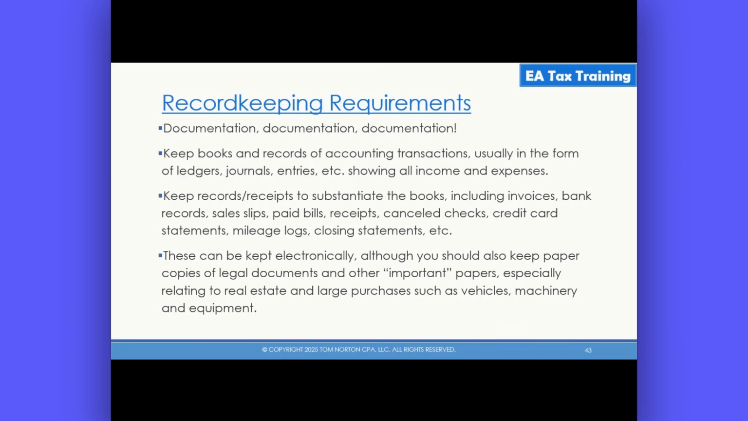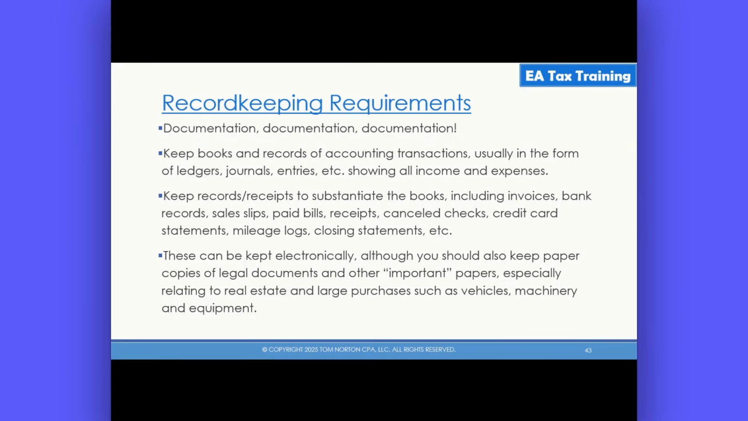Record keeping requirements. When it comes to dealing with the IRS, you need to remember three things: documentation, documentation, and documentation. Documentation is everything when you are dealing with the IRS. You need to keep books and records of your accounting transactions, usually in the forms of ledgers, journals, entries, etc., showing all of your income and expenses. These days, this is often done in different types of accounting software, but it does not have to be.